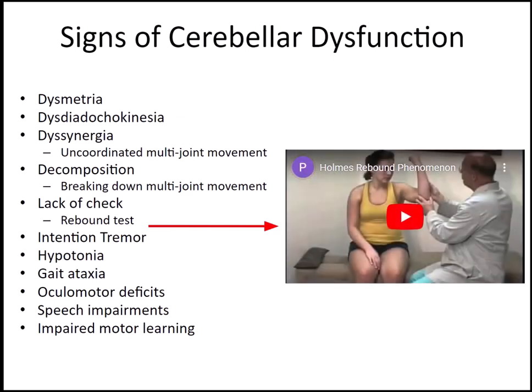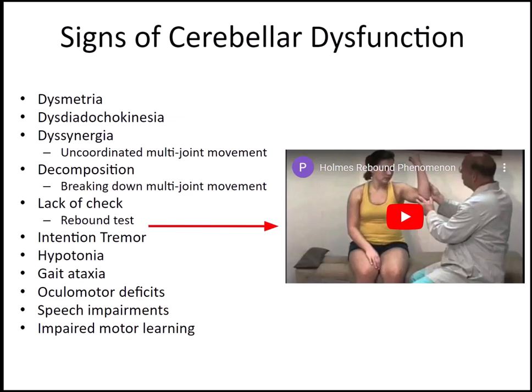There are multiple signs of cerebellar dysfunction, and these are listed on this slide. Previously, we've talked about dysmetria, dysdiadochokinesia. A new word here is dyssynergia, and that's going to be uncoordinated multi-joint movement. An example of that is if during a reaching activity the person has to flex their shoulder as well as extend their elbow to reach an object, this is going to appear very uncoordinated.